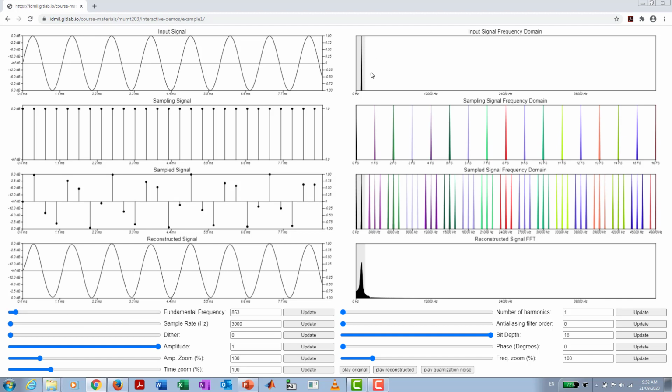So the right side is, again, 4 panels, and these 4 panels are one-to-one correspondences to the left panels. So the input signal here, the top left, what you see on the right is basically the frequency content of this input signal. So here is time domain, here is frequency domain, right? So you see the spectrum, and basically this is a sine wave, a sinusoidal, and it's only one frequency.